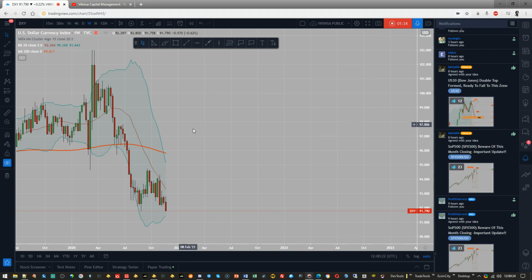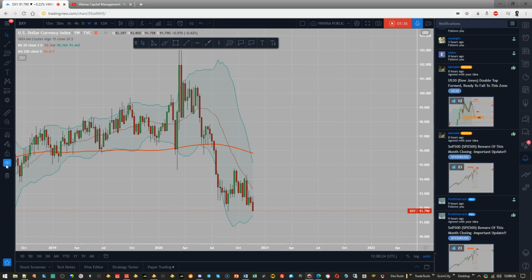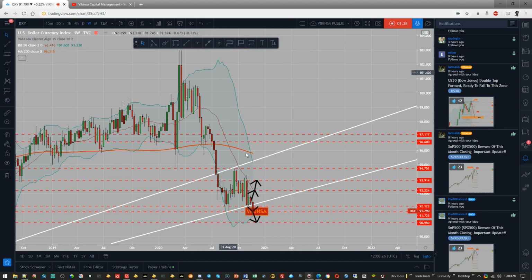Okay, so this is what we have on DXY. Now, we'll come to all of these levels which we identified in the previous analysis. If you have not seen that, go and check it out, because last week I covered in depth how we actually came up with these levels. These levels are still intact; they are still important. So I'm not going to revise all of them.